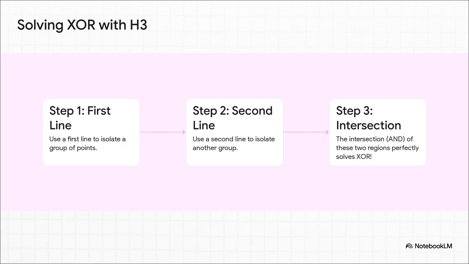H3 says the solution is only the area where those two regions intersect, the part that satisfies the first rule and the second rule. And by carefully placing two lines, you can carve out a corner-shaped region that perfectly grabs those two diagonal points and nothing else. It's the first model that can actually do it.